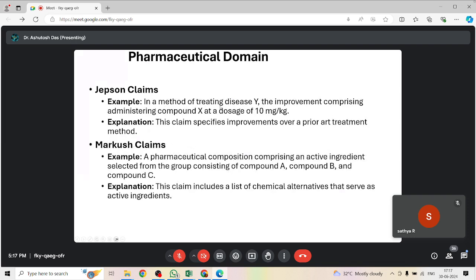Pharmaceutical: a method for treating disease Y, the improvement comprising administering compound X at a dosage of, say, 10 milligram per kg. So this is the method of treating. The claim specifies the improvement over the prior treatment, and how the improvement is accomplished. Here, a pharmaceutical composition consists of an active ingredient selected from the group consisting of compound A, compound B, and compound C. This claim includes a list of chemical alternatives that serve as ingredients. So you can see you can selectively use them.